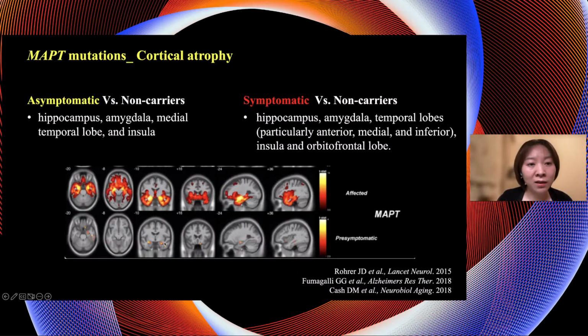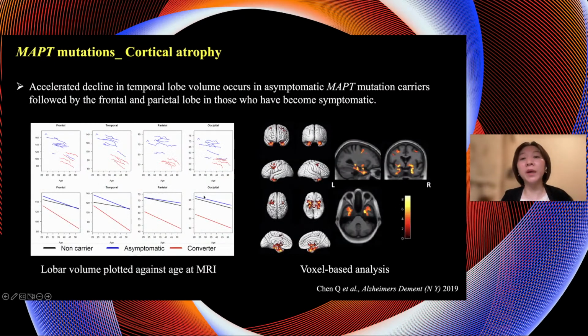in the asymptomatic patients, there are very nice atrophies in the bilateral hippocampus or anterior temporal lobes. And if they are symptomatic patients, there are more predominant atrophies, even in the group comparison. So this is what we did.